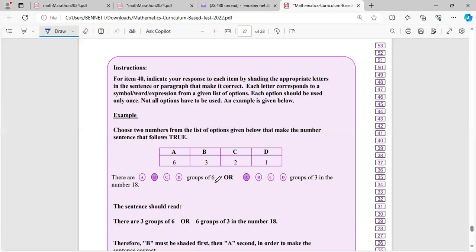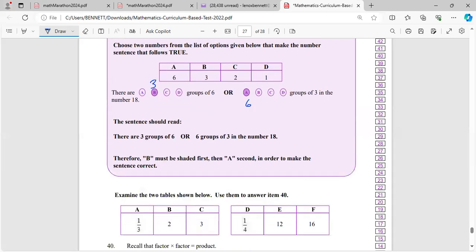Sir, it's saying that when B is 3, that means there are 3 groups of 6 in the number 18. Oh, B is 3. Yes, sir. I made the wrong association of 3 in the number 18. Yeah, you're right. I was thinking this was 6. You're right, man. That was what I was trying to tell you, but you were reading, so I had to stop. It's okay, man.